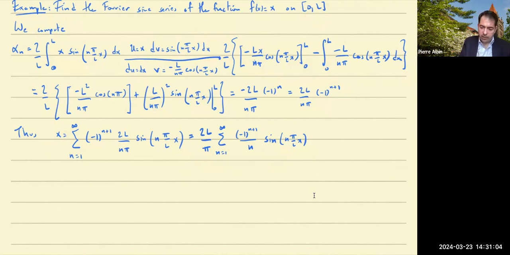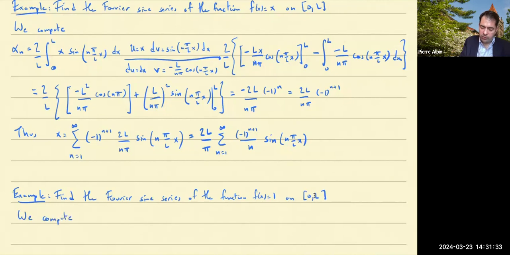Okay, let's work out another one. Suppose we want to find the Fourier sine series, let's do a simpler one, of the function f of x equals 1 on 0 to L, so just a constant function. So again, we just need to compute the coefficients.